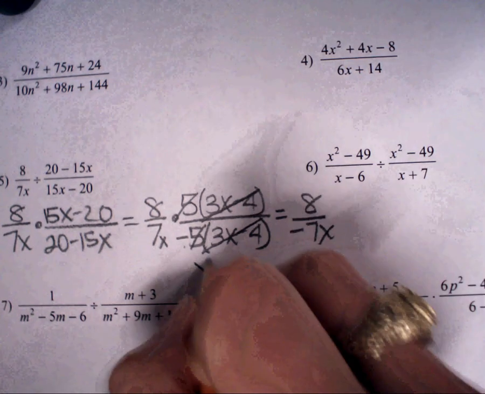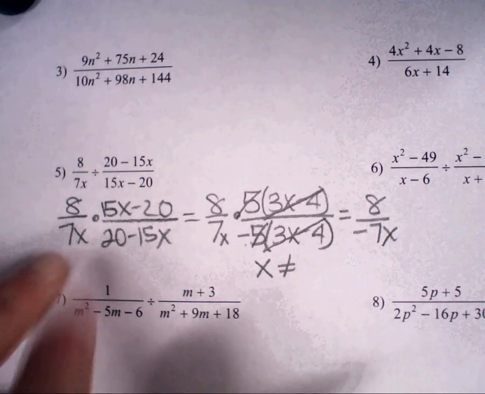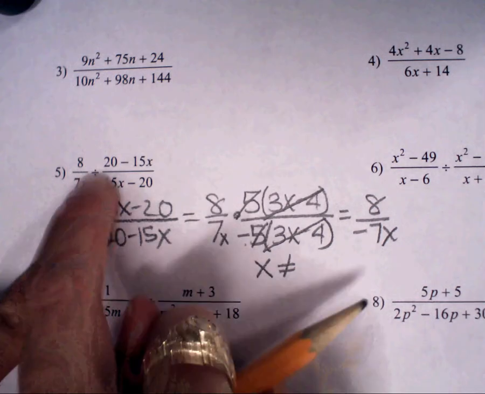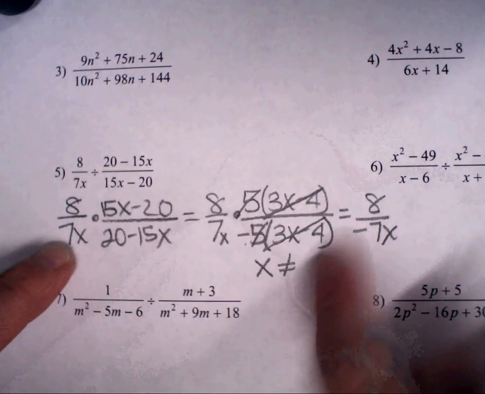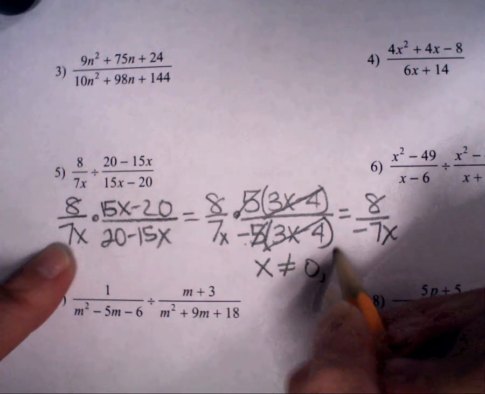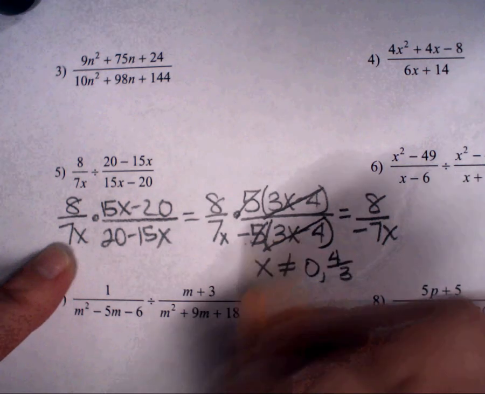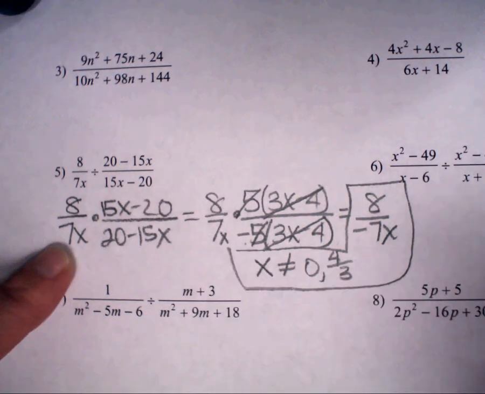So what can x not be? This is very important for the test. Anything in the denominator of the first fraction, and if you're dividing, it's anything in the second one. So it's easier to look at the factored form of it. I see that x can't be 0 and x can't be 4/3. That comes from anything in the second fraction. So this would be the complete answer.